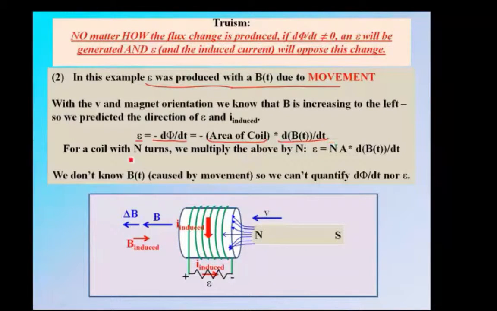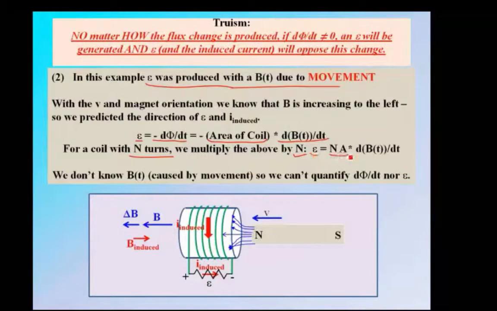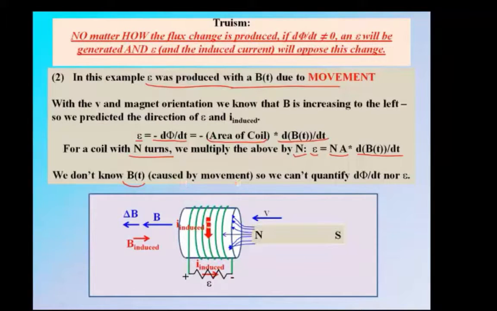I would just want to remind you that if we have N turns in the coil, we will multiply the above by capital N because the flux is N times BA. So here's our result then. Our epsilon is equal to N times A times the derivative of B with respect to time. So the good news is we have a starting point for an equation. The bad news is we really don't know B of t, even though we know that it's changing because of the movement of the magnet. It's changing inside the coil. So we really can't quantify the change in flux or the epsilon. So we'll leave it there.